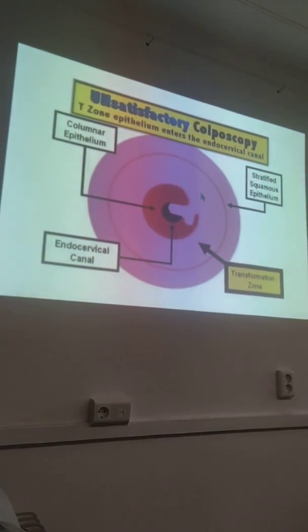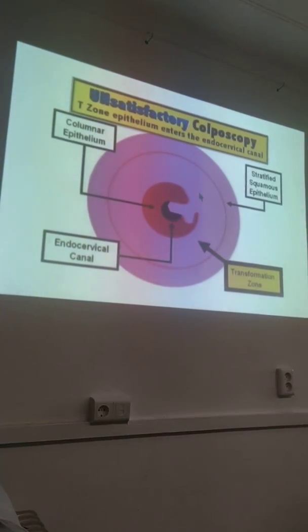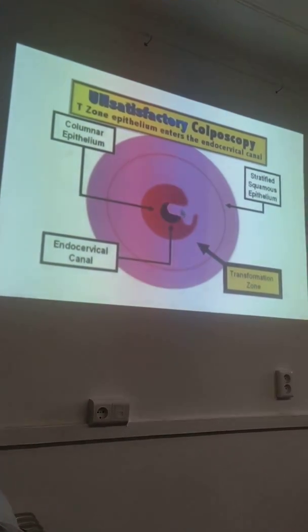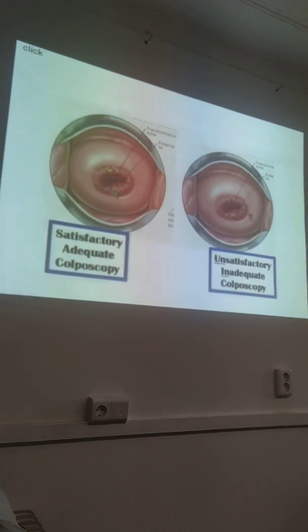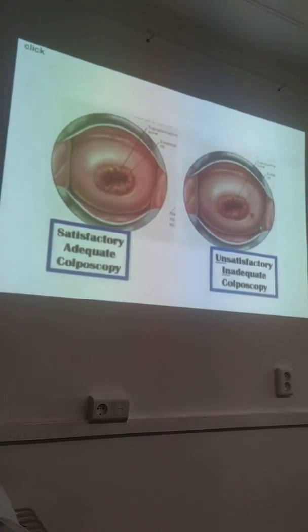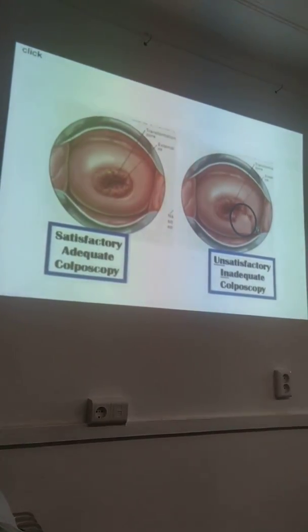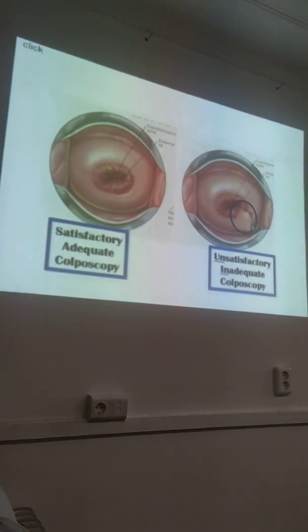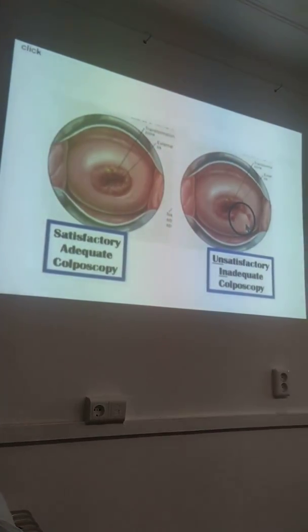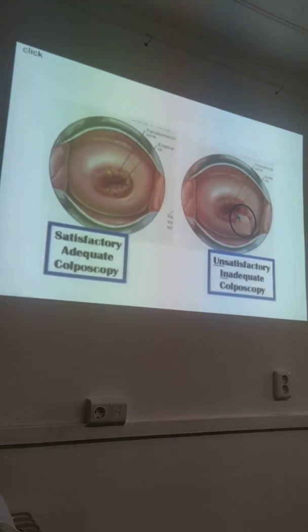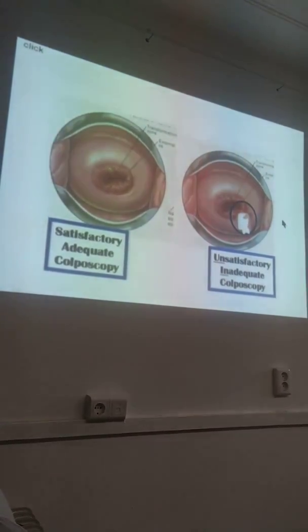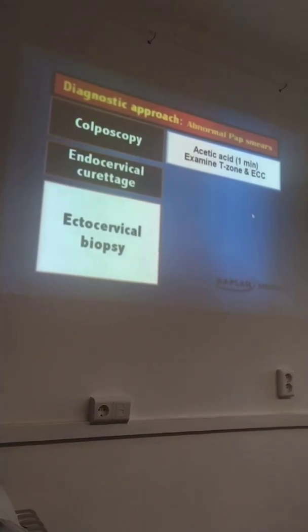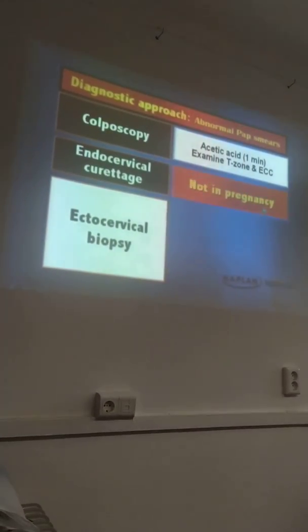This is where the metaplastic epithelium, which is normal appearing, goes into the canal. So this is a satisfactory or adequate colposcopy. This is unsatisfactory. And you can see how this area of epithelium goes into the endocervical canal. That's called unsatisfactory. Okay, what do we do then?